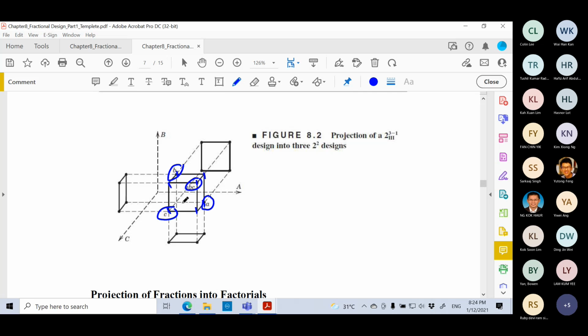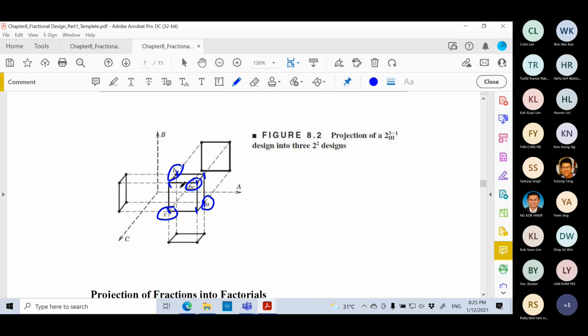These 4 runs, if you project them along the BC direction, you have B and C here. You are studying C here, and you are also studying B here. If you project to the other direction, you also project to this part. This point is here, this point also here, this point also here, and this point is here. So for any direction, you can project it to the 2 power of 2 design.